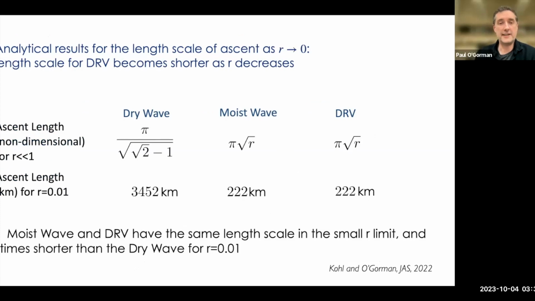You can also look at the length scale, and here it's going to be the length scale of the ascent region. It's the simplest thing to compare across the different types of disturbances.